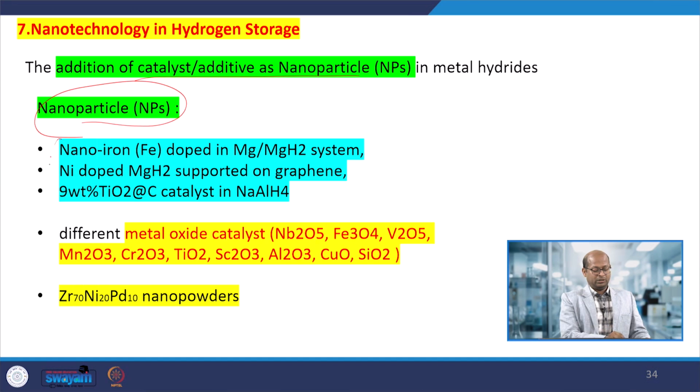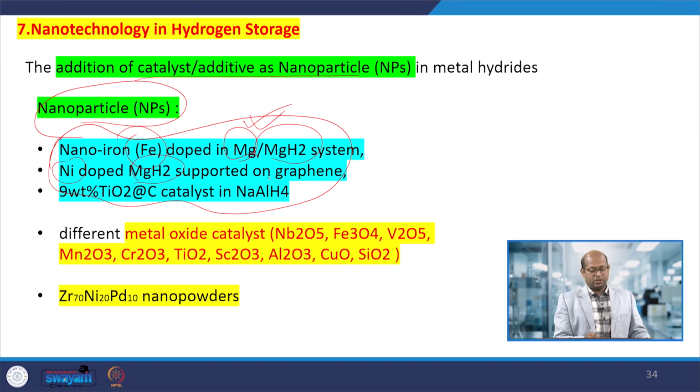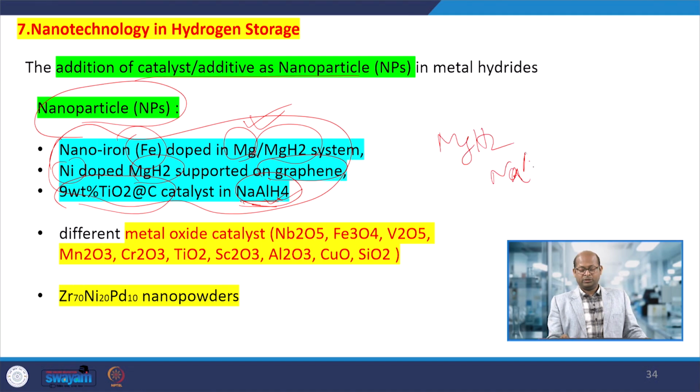Among nanoparticles, we can use iron doped in magnesium hydride, which is a hydrogen storage material, and nickel doped MgH2 or graphene, and 5-8% titanium carbon that can be used to catalyze sodium aluminum hydride. This is actually a hydrogen storage material. MgH2, sodium aluminum hydride, lithium aluminum hydride, there are so many materials available, sodium borohydride. These are the hydrogen storage materials, so solid phase hydrogen we can store.